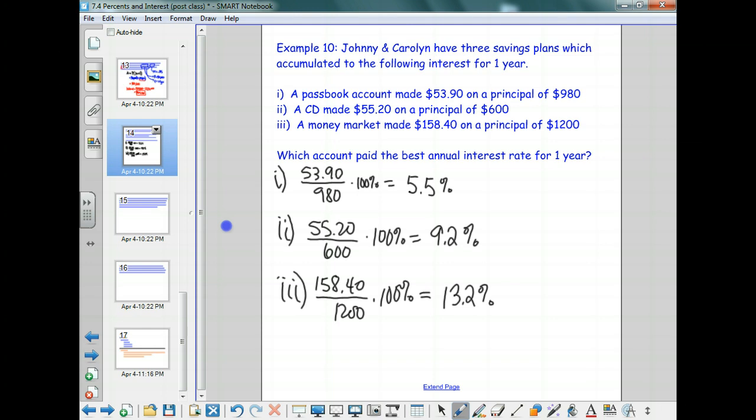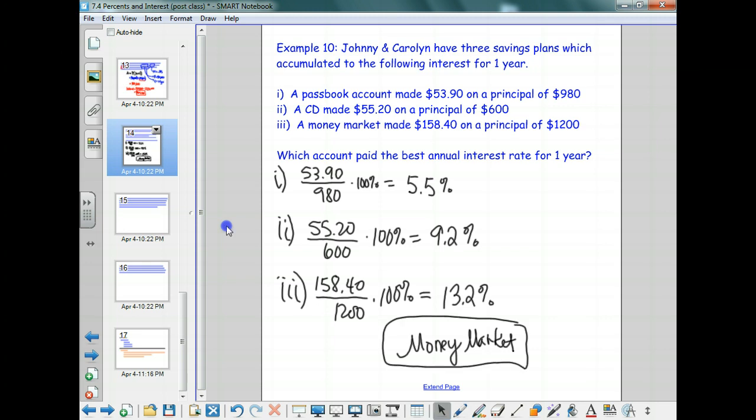Now, we've done all the work for the problem. We still haven't answered the question. Again, go back, make sure you're answering what was asked. The question said, which account paid the best annual interest rate for 1 year? The money market did. So you need all the work because the work supports why you believe it's the money market. But the answer is, in fact, that it is the money market that paid the best amount of money.